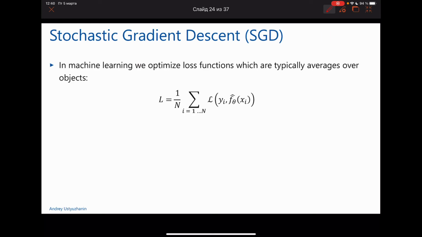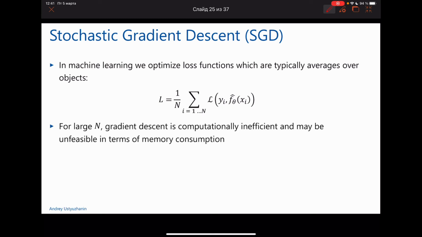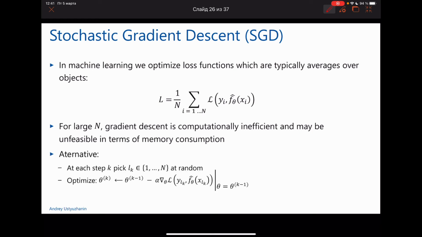The issue with the gradient is that it might also be computationally intensive if you have a large number of objects, because you have to compute the loss function with respect to every object in your data and average all the values. To mitigate this complication, we may find an alternative: we compute the gradient not for all elements in our sample, but pick k elements at random at every optimization step.